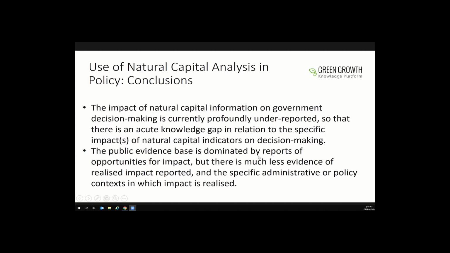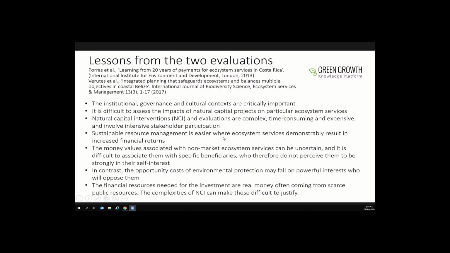And the public evidence base is dominated by reports of opportunities for impact. We all hope it's going to be impactful, but there is much less evidence of the realized impact reported. And I just wanted to finish this brief presentation by looking in a bit more detail at these 2 publications which we found, which did analyze the actual impact of using natural capital in policy interventions, using the natural capital approach. And these are 2 papers, one looking at the payments for ecosystem services in Costa Rica, obviously a very well-known case of intervention using the ideas around natural capital, and also integrated planning in relation to coastal Belize.